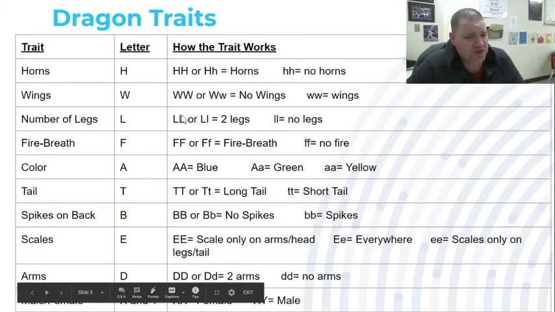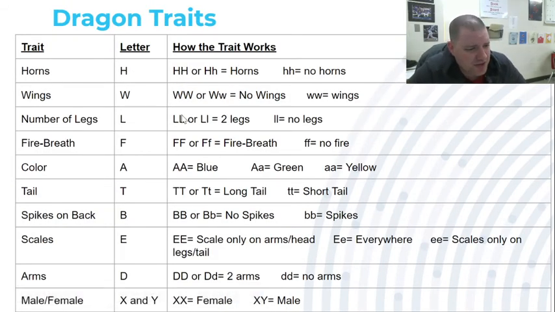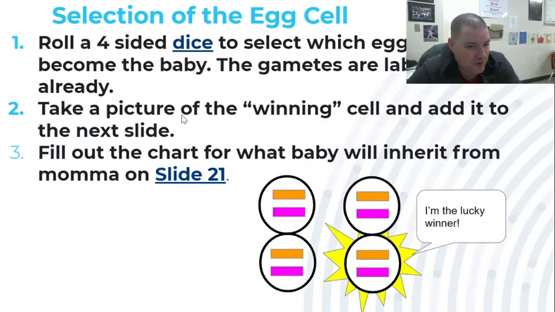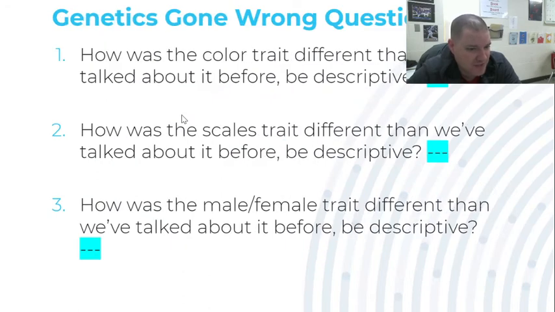Because there's some weird stuff happening with the color, the scales, and then the male-female traits, and you're just going to explain what the weird thing is that's happening to them. And that's the final bit of our questions, because there's nothing after that point. So at this point, you can submit your stuff, and then you're done.